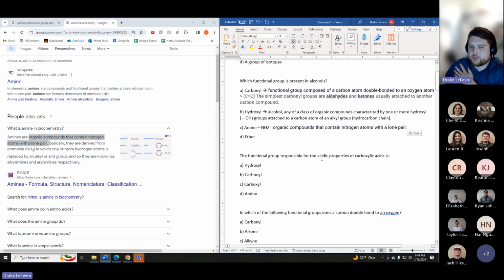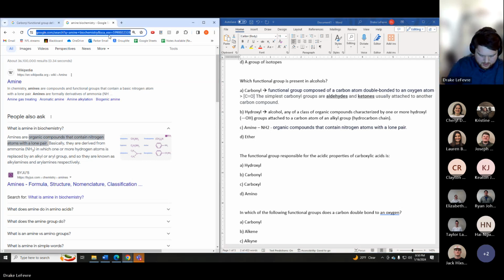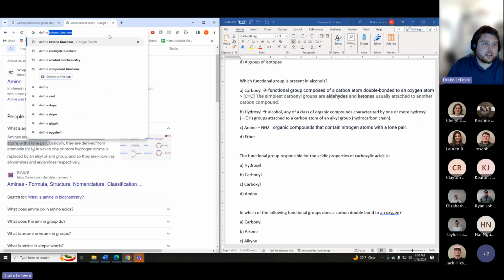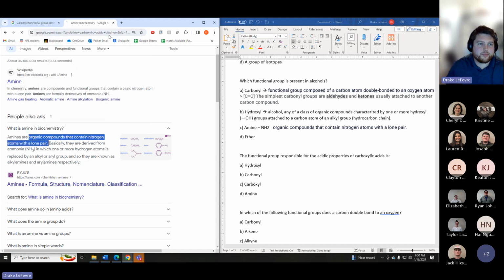The functional group responsible for the acidic properties of carboxylic acids. Again, with this question, we started here. Acidic properties, we said an acid. What does an acid do? What is an acid's main job? To give hydrogen. It's a hydrogen donor. Carboxylic acids. Hey, that's a new word. We haven't really seen that. Define carboxylic acids, biochem.